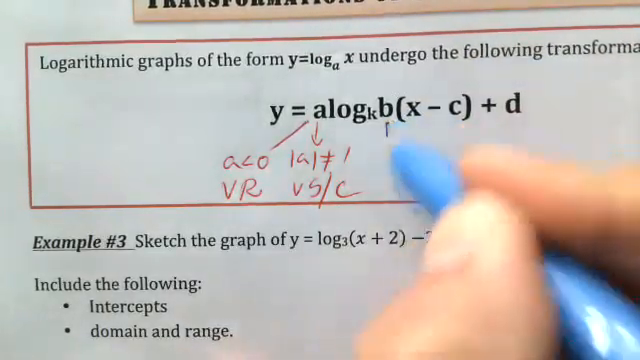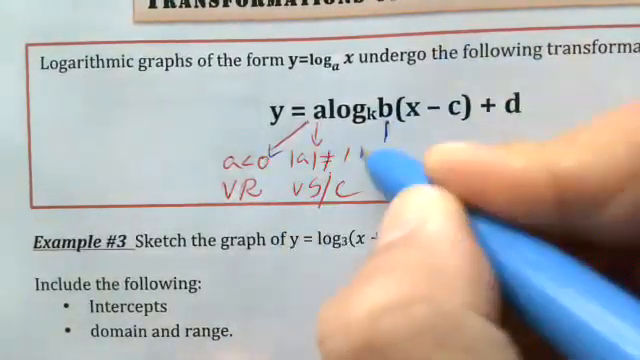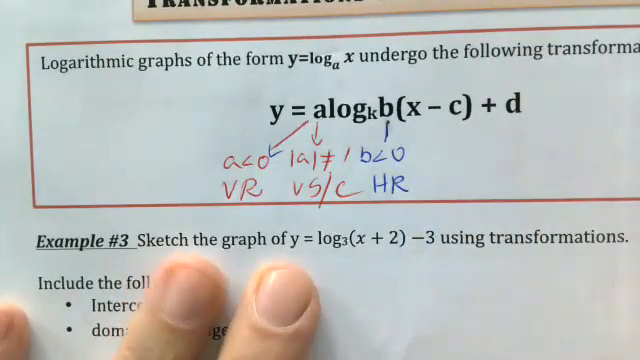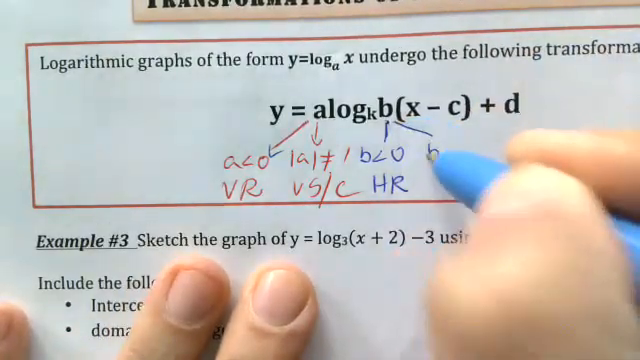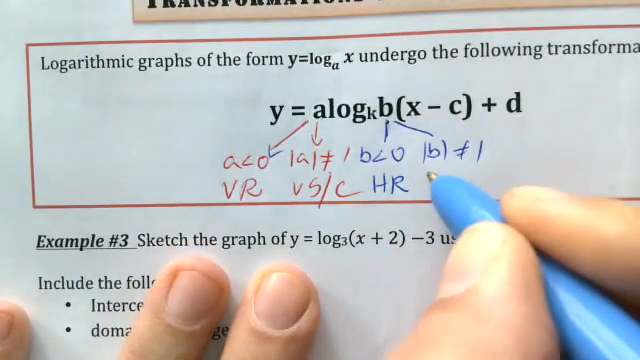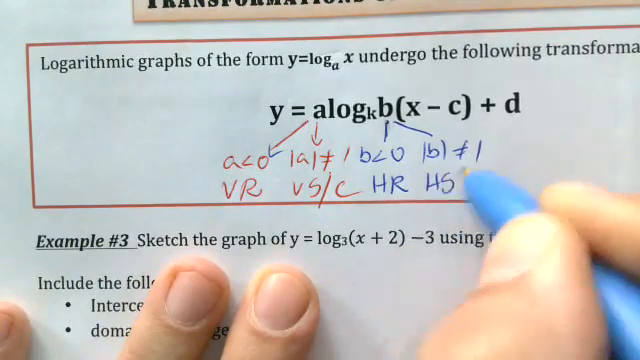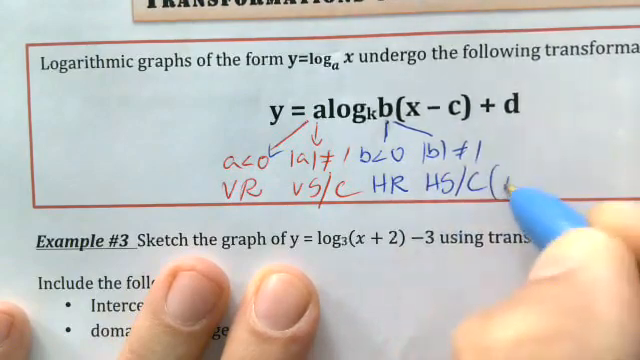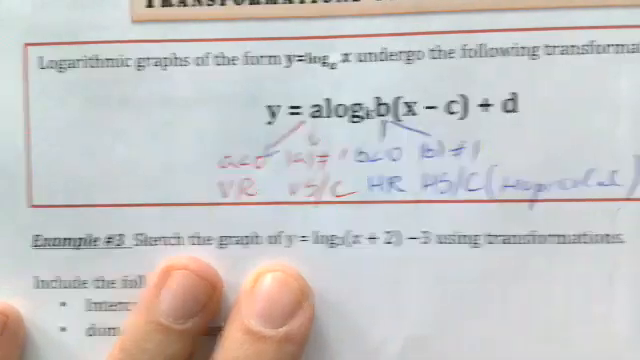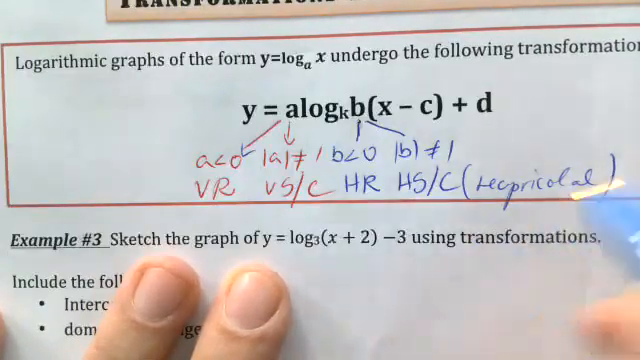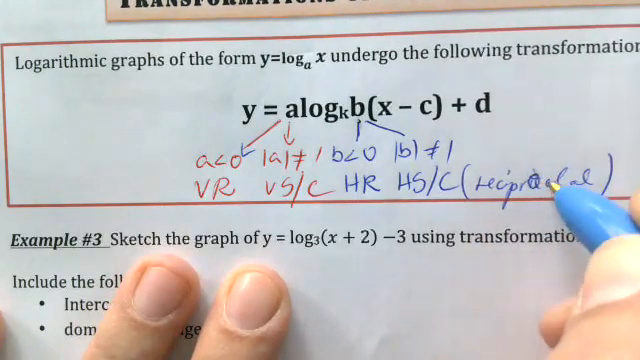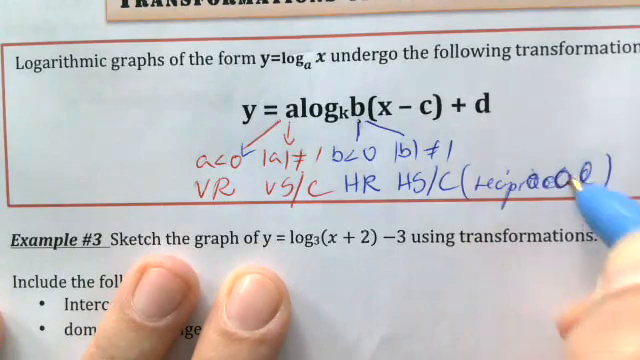Then B. If you have a B that's less than 0, you have a horizontal reflection. If your B is different than 1, you're going to have a horizontal stretch or compression. Remember to do the reciprocal.